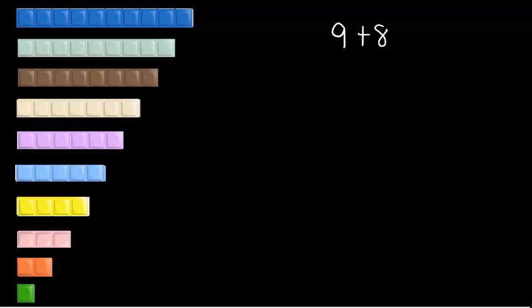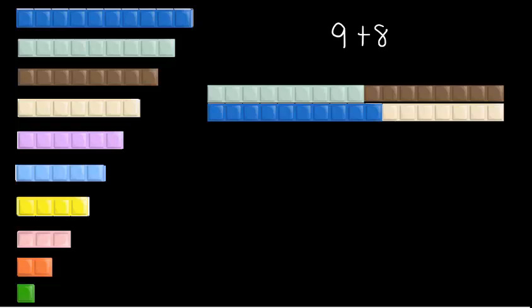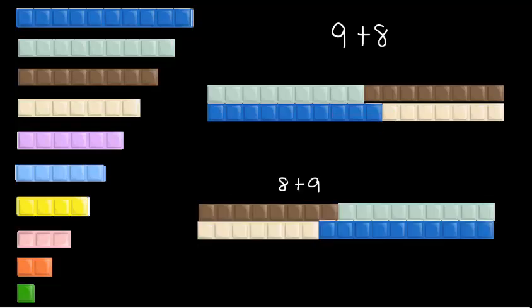9 plus 8. So 9 plus 8 looks like this. We could take 1 away from that 8, so now we have 10 and 7, and it makes it easy to see that that's going to be 17. 10 and 7 is 17. 9 and 8 is 17. Because of the commutative property of addition, 8 plus 9 is also 17.